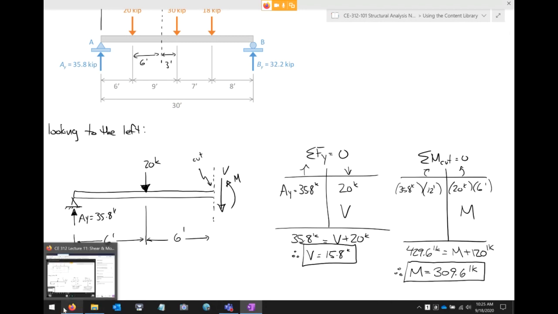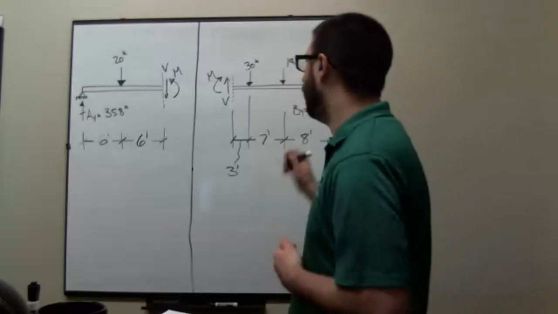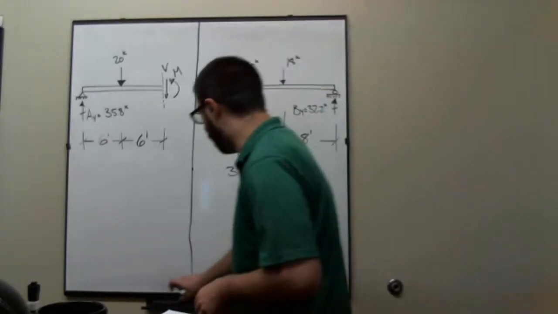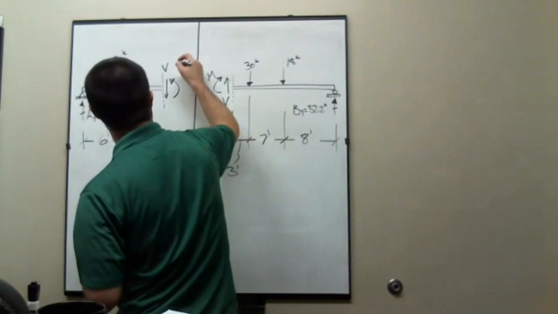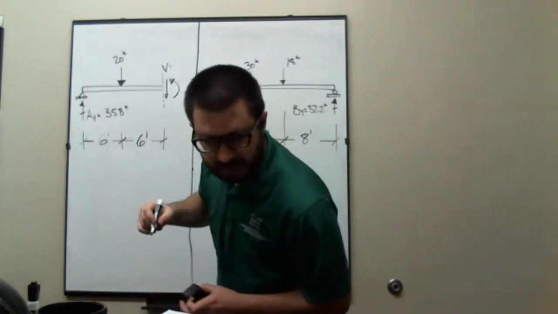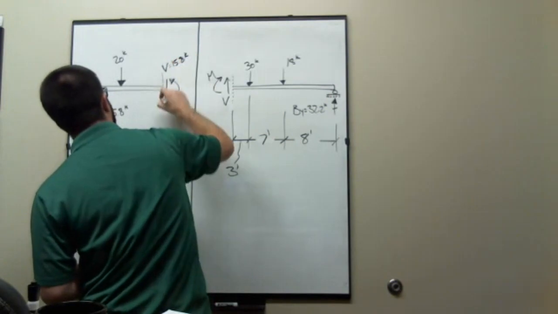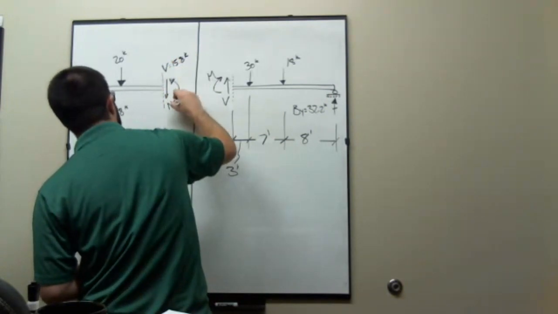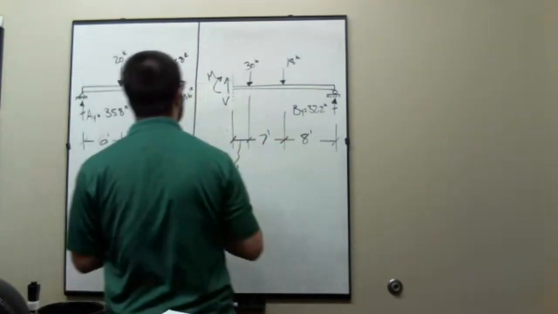All right. Now, before I go back to the slides, I do want to point something out. So here's the beam, and maybe I'll move this down here. We got a V value of, I think it was 15.8 kips, and the M value was 309.6. Was it 309.6? Yes, foot kips.